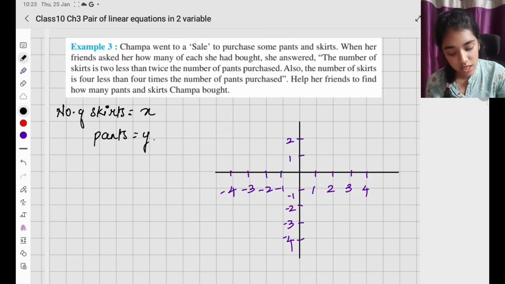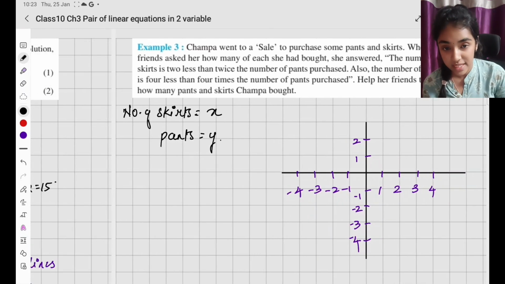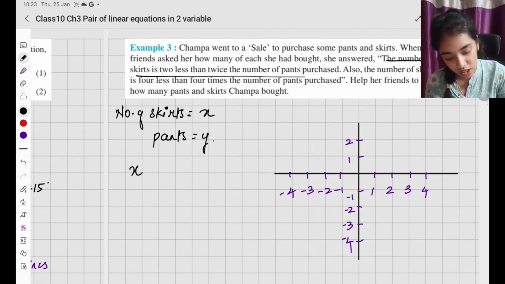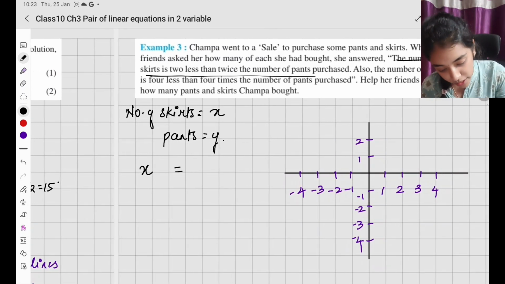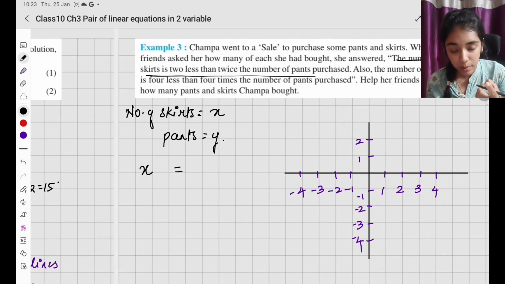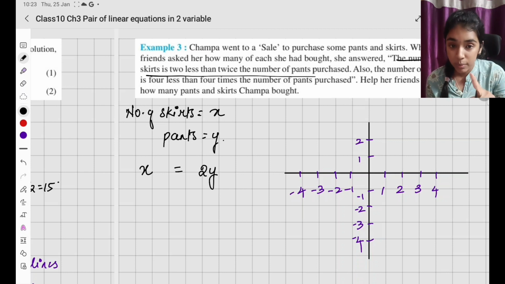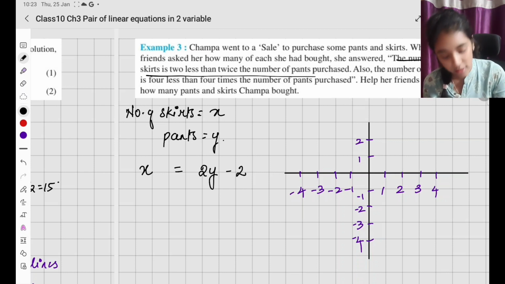Can we write it like this? Now what is given in the first statement? The number of skirts is 2 less than twice the number of pants. The number of skirts, x, is going to be 2 less than twice the number of pants. First, twice the number of pants is 2y. It is 2 less than twice the number of pants. 2 less than, so you have to subtract it on this side.